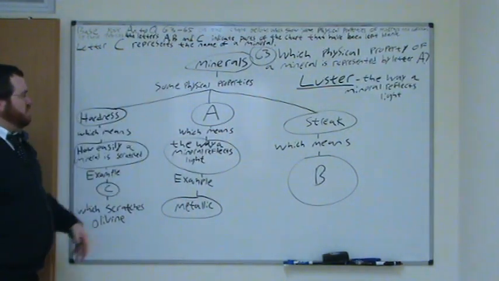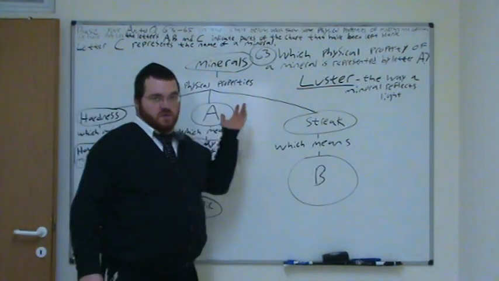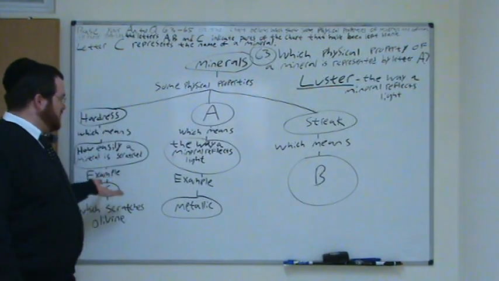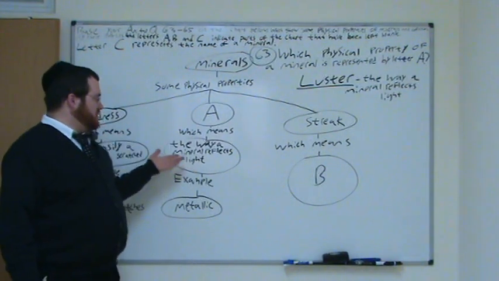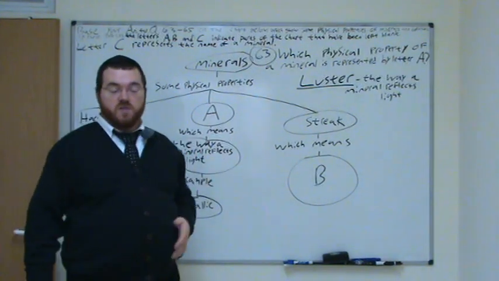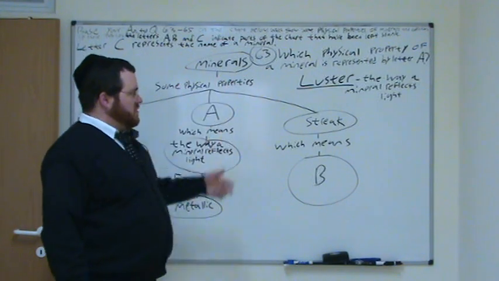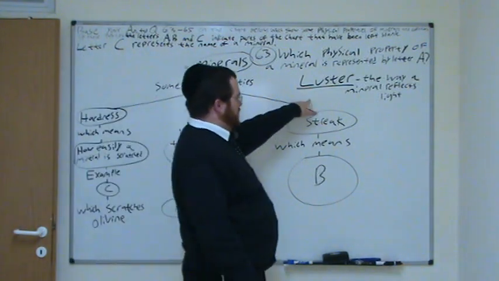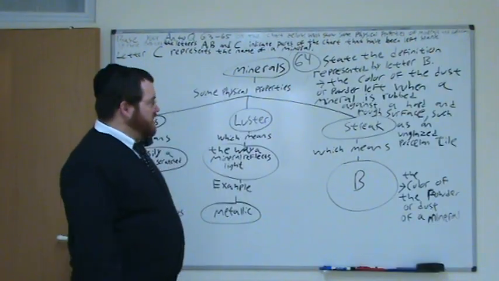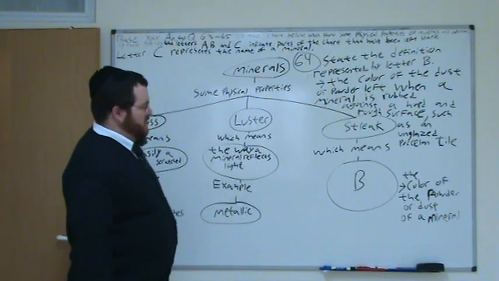Well, you have some physical properties of minerals. You have hardness, you have streak. There's another thing that's called luster. But let's see what each one means. Over here it says A means the way a mineral reflects light. Well, luster is the way a mineral reflects light. So the question is, which physical property of a mineral is represented by A? The answer is luster. L-U-S-T-E-R. Luster.